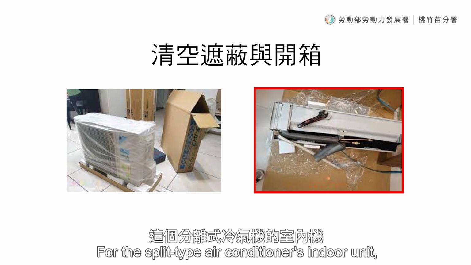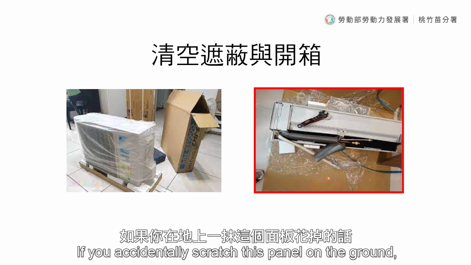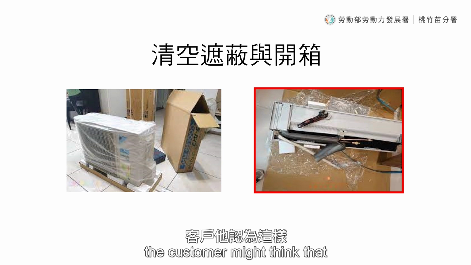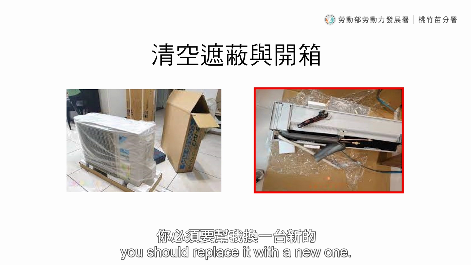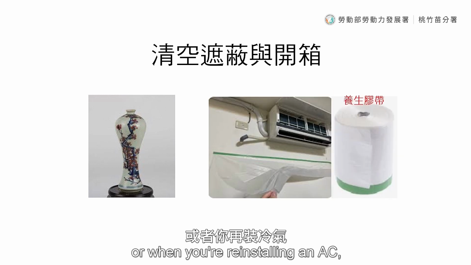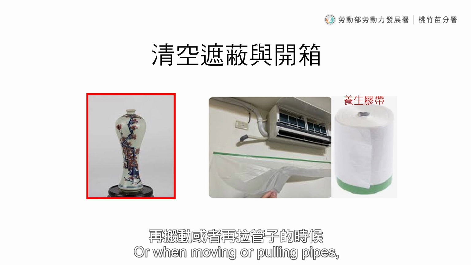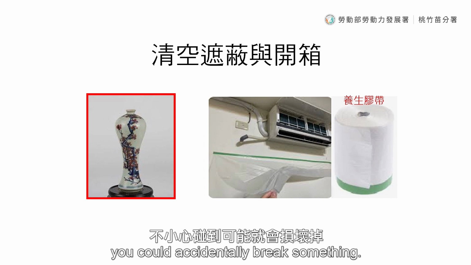For the split-type air conditioner's indoor unit, this is the panel. If you accidentally scratch the panel on the ground, the customer might think that you should replace it with a new one. When we go to a customer's place to install an AC, or when you reinstall an AC, important items must be moved away first, or when moving or pulling pipes, you could accidentally break something.